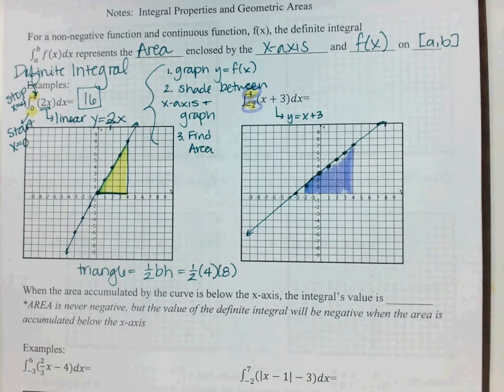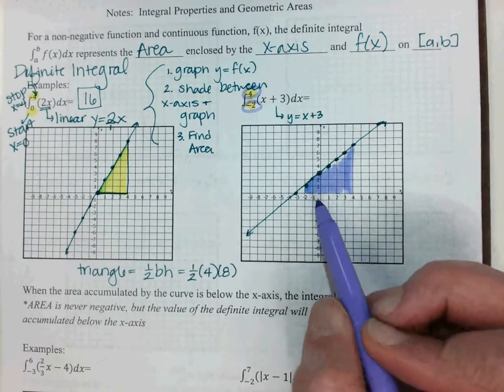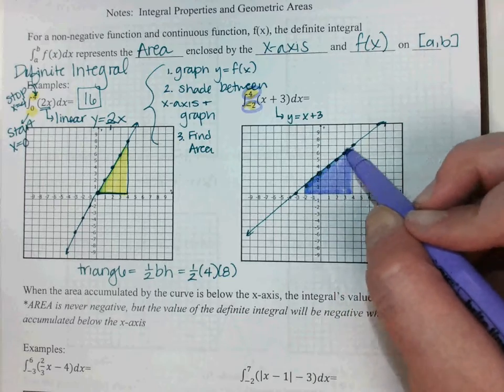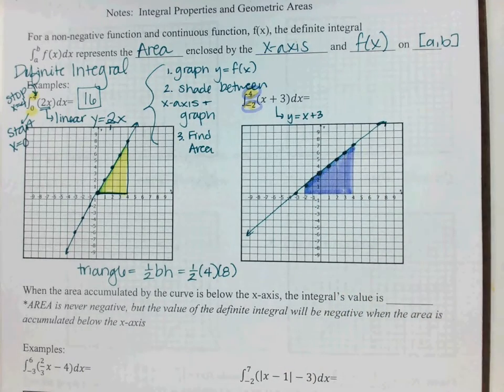What are you shading between? The graph and the x-axis. So when you get to the x-axis, you should stop. When you get to the graph, you should stop. Now, when you look at your shape carefully, is it really a triangle? No. What shape is it? Okay, it still has a name though.